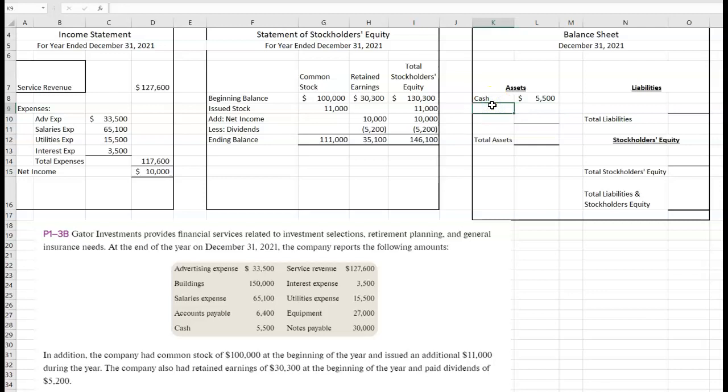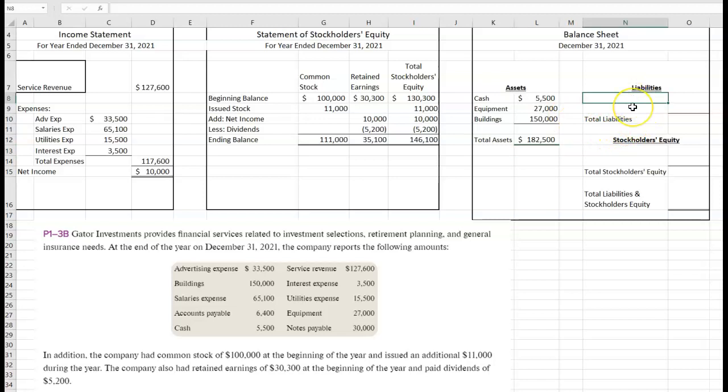The next liquid thing would be equipment, because it's probably easier to liquidate equipment than buildings. So equipment, $27,000. And the third one is buildings, and that would be $150,000. My total assets, so I just want to add those up, $182,500.